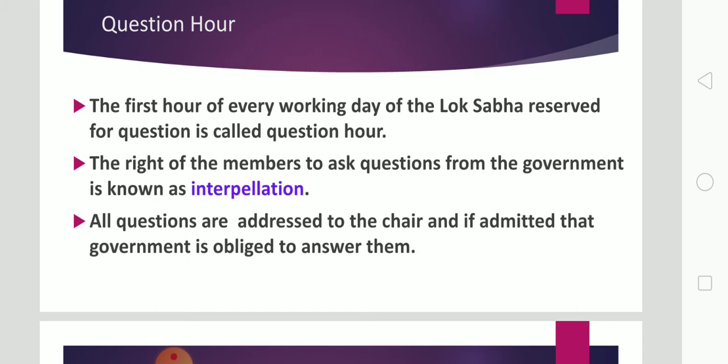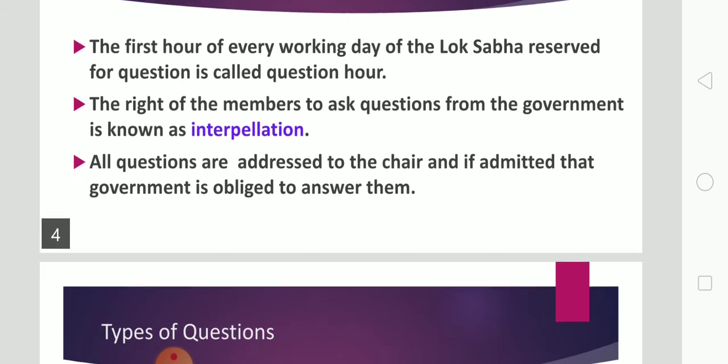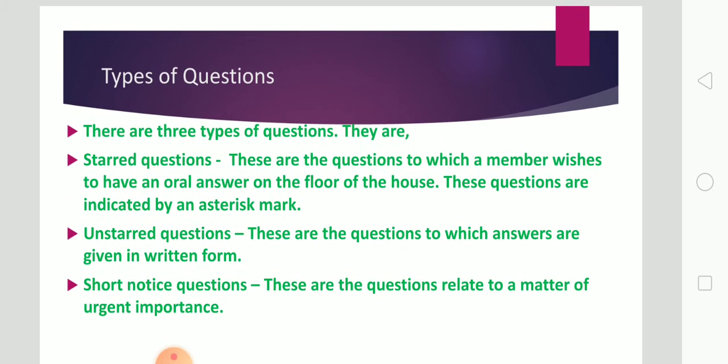Once the member is allowed to ask the questions, these government officials, the MPs, the ministers are obliged to answer the question. In the question hour, there are three types of questions that can be asked. They are: the first category of questions are called starred questions. Starred questions are the questions to which a member wishes to have an oral answer on the floor of the House.